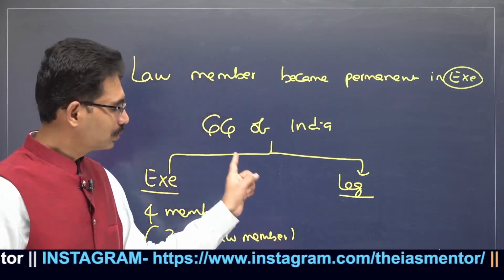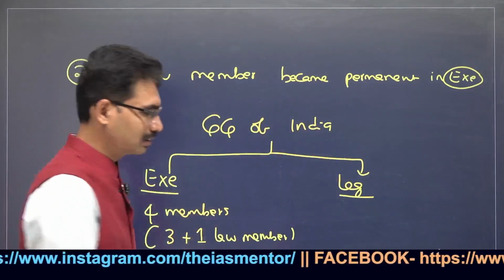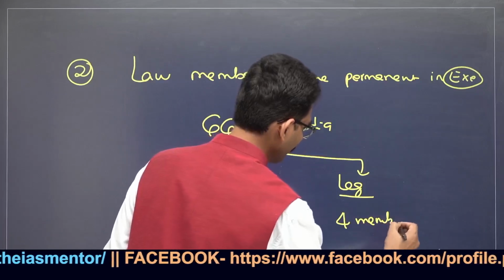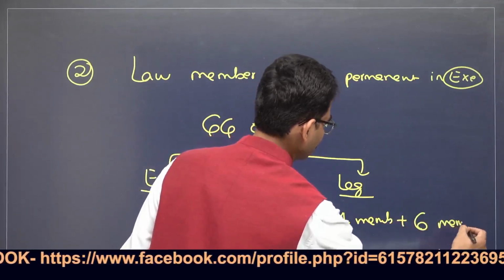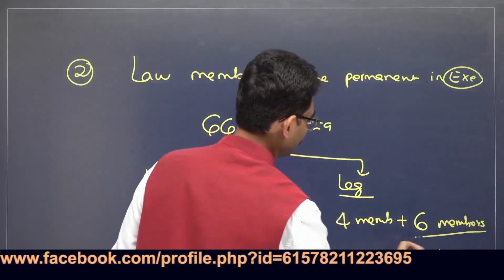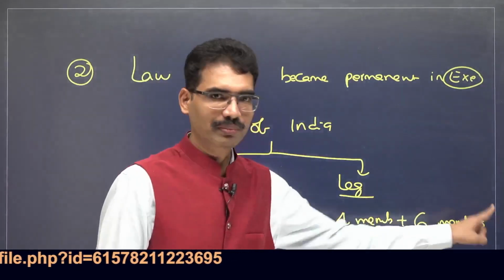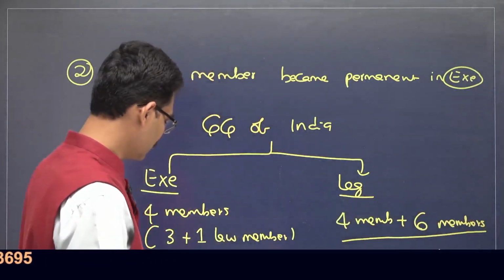When it comes to legislation, if the same body meets as a legislature, they will have these 4 members plus 6 more members. They are going to have 6 more members. Now, who are these 6 members? Come to this.